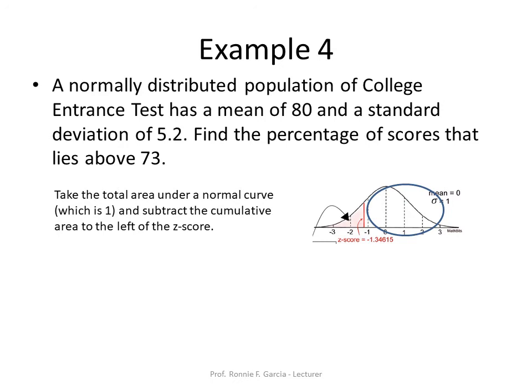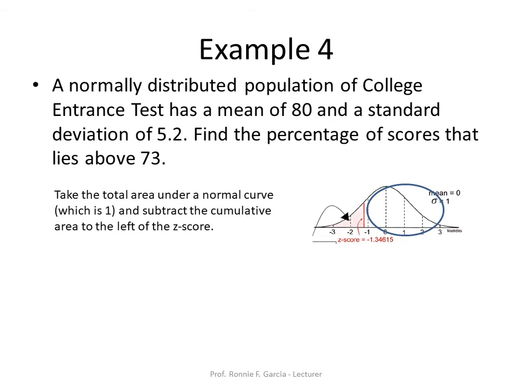So if we are talking about that region and our table is giving us the area from the left side, we need to do something. We need to subtract our value from 1, knowing that the overall value of the normal curve is 1. So I hope you got it logically. Take the total area under the normal curve, that's 1, and subtract the cumulative area to the left of the z-score, and that will be the area of the right side.